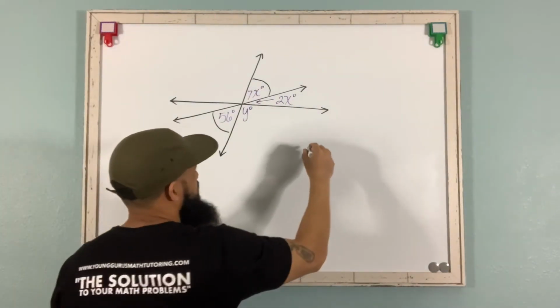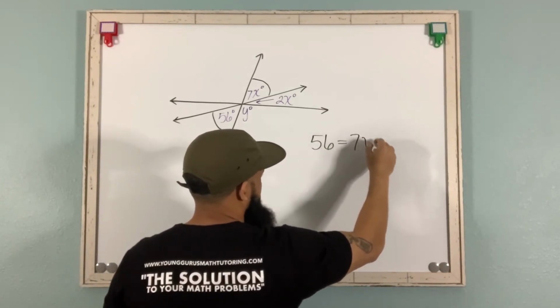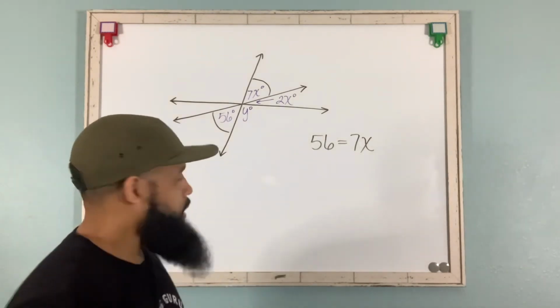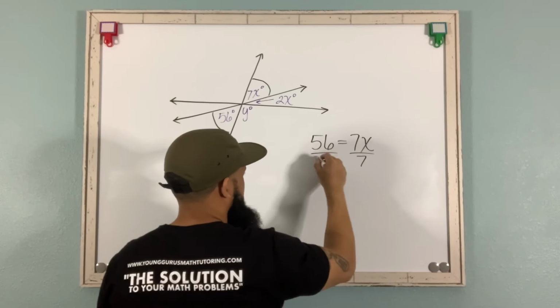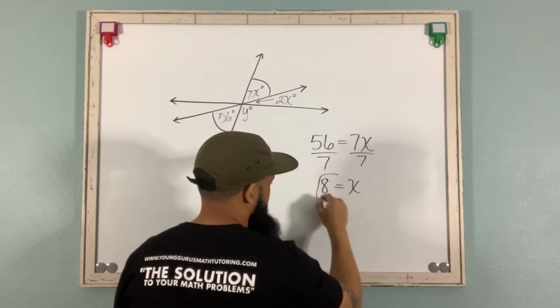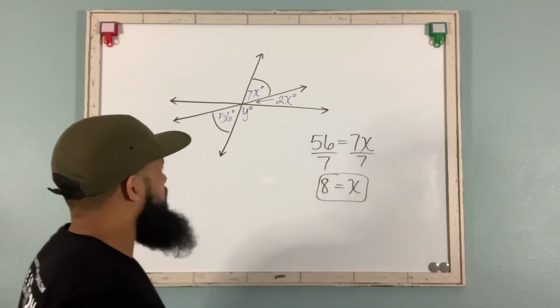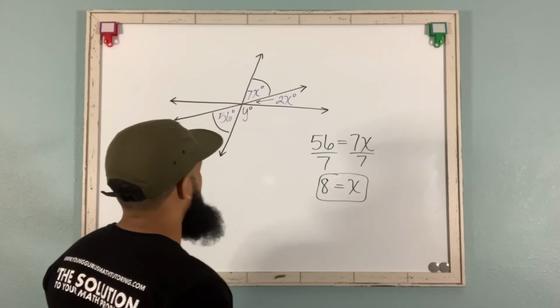So we're going to say 56 equals 7 times x, all right? Now, from there, 7 times what equals 56? 7 times 8. But let's use inverse operation. So 8 equals x, right? So now that I know 8 equals x, I also want to find y. But how am I going to find y?